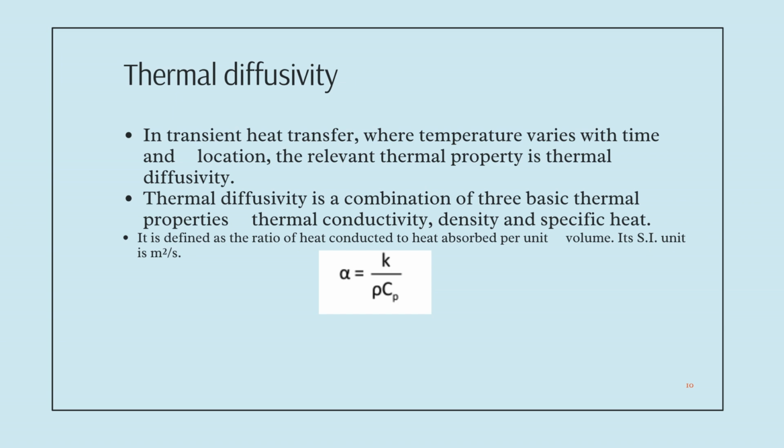Moving to next slide. Thermal diffusivity. This is important when temperature changes with time and location. It combines conductivity, density, and specific heat. It's defined as heat conducted divided by heat stored per unit volume. Unit meter squared per second. Formula: alpha equals K divided by rho times Cp.